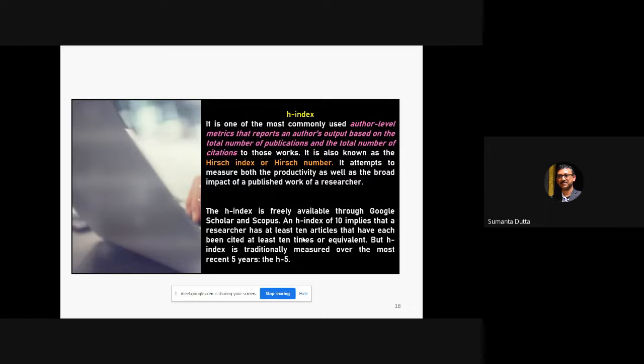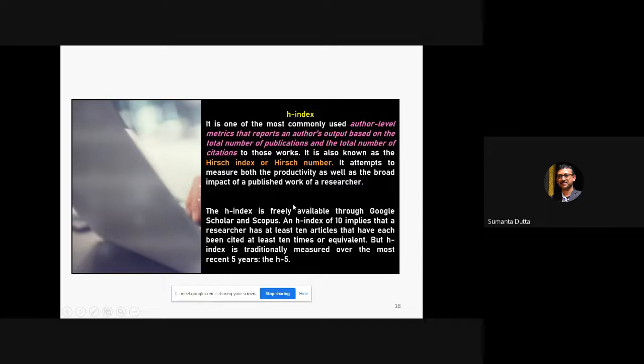Okay, now generally it is calculated for a period of 5 years. Sometimes it is called the H5 index as well. If it is calculated on a five-year basis, then it is the H5 index. An H index of 10 implies, again I'm repeating, if your H index is 10, what does it mean? It means that you have at least 10 articles, and each has been cited at least 10 times or more. That is why your H index becomes 10. H5 means the similar way, but for a period of 5 years. So in that way, the H index is calculated.